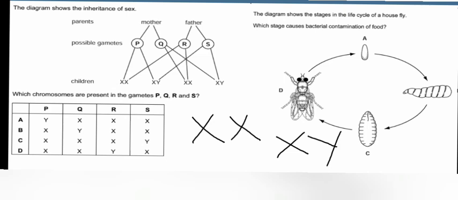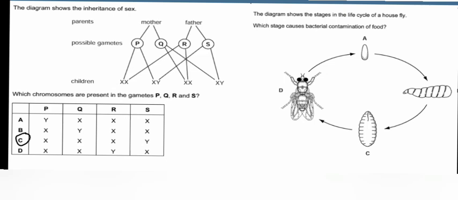So the question is saying which chromosomes are present in the gametes P, Q, R, and S. So as for P, we are going to have X, Q, we are going to have X, then at R, we are going to have X, then at S, we are going to have Y. So we can say P is going to be X, Q is going to be X, then R is going to be X, S is going to be Y. As a result, the answer is going to be what? C.